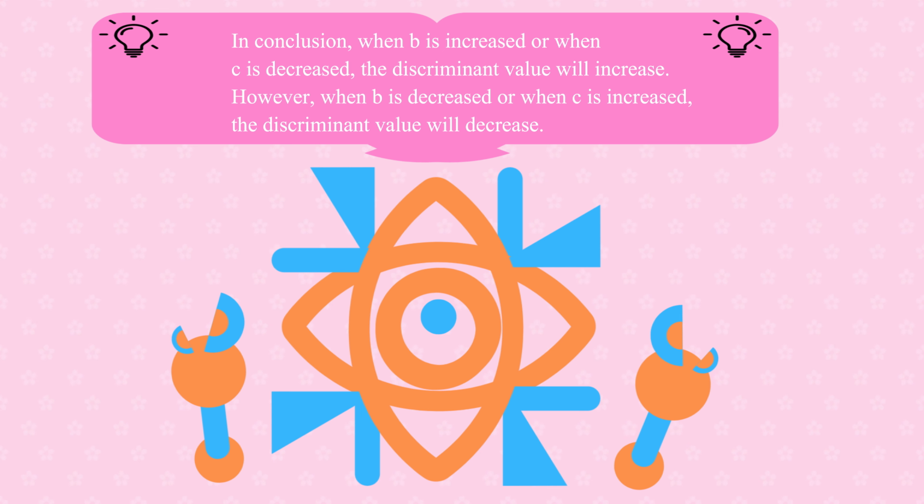In conclusion, when b is increased or when c is decreased, the discriminant value will increase. However, when b is decreased or when c is increased, the discriminant value will decrease.